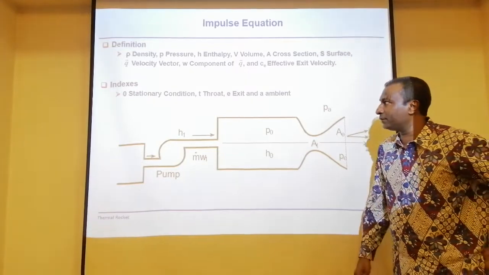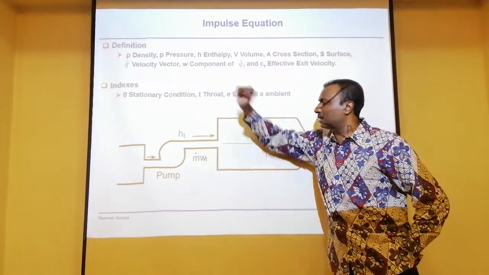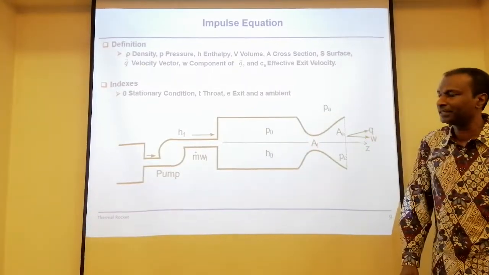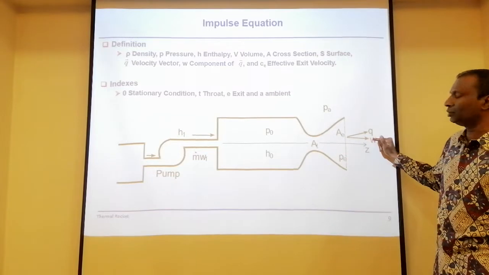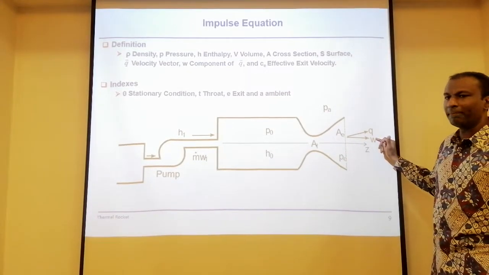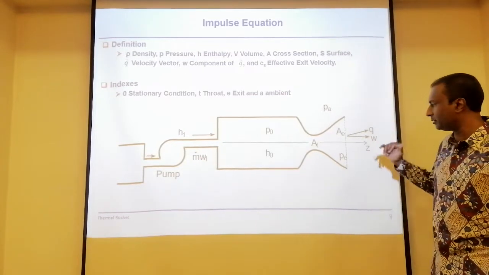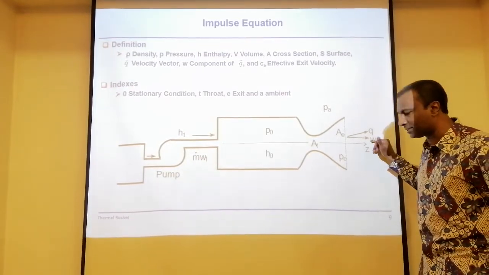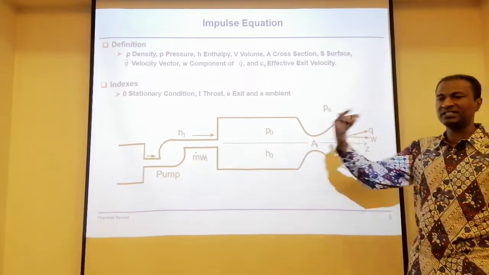Q is a velocity vector. The component W is what is our main aim here. W is a component of Q. The velocity vector W is one of those components. This is what is critical for us to measure in an experiment or in a terrestrial application, because when you measure the WE, then we will know what our CE could be.